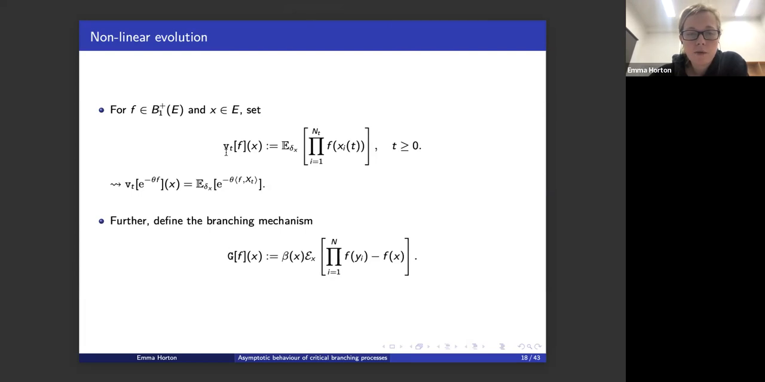So now I'm going to define Vt of f of x to be the nonlinear semigroup. So it's the product instead of the sum now of all the particles alive at time t when initiated from a single particle at position x. And so in particular, if we take our test function f to be of the form e to the minus theta f, then we recover exactly the form of the nonlinear semigroup from the previous slide that we were interested in, in connection with the kth moment. And because I'm dealing now with the nonlinear semigroup, I need to define the branching mechanism. So it's just going to be the branching rate beta of x times the average of the product of all the particles produced at a branching event minus the initial particle.